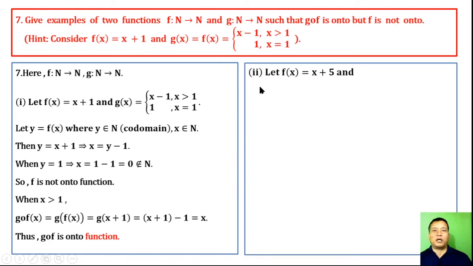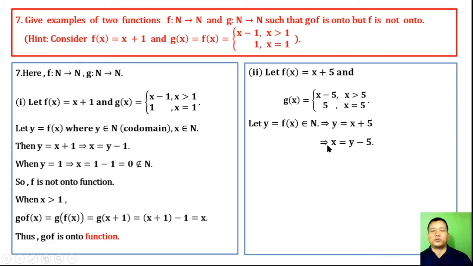Another example: let f of x equal to x plus 5 and g of x equal to x minus 5 when x is greater than 5, whose value is 5 when x is 5. Let y equal to f of x belong to N, which implies y equal to x plus 5. Solving for x, we get y minus 5. When y equal to 5, 5 is a natural number in the codomain. Then x equal to 5 minus 5, that is 0, which does not contain in N. So f is not onto function.